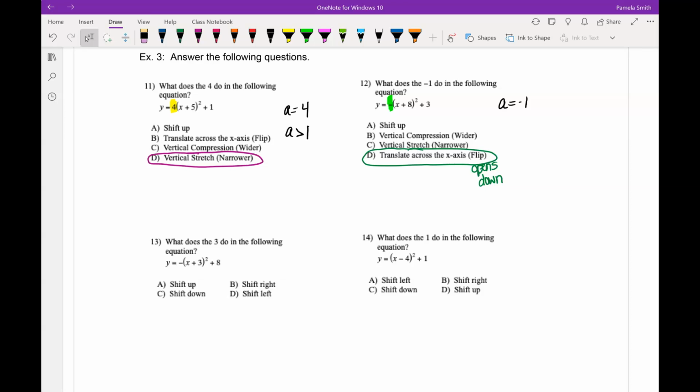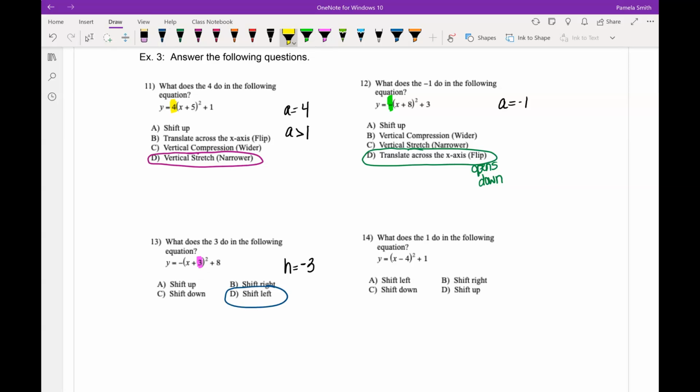Number 13, what does the 3 do in the following equation? And this is where we've got to be careful. The 3 is in here as a plus 3. If it's a plus 3, that means that h equals negative 3. If h is negative 3, does that shift up, shift down, shift right, or shift left? Left. It's a horizontal shift. It's negative. So that is going to shift left.